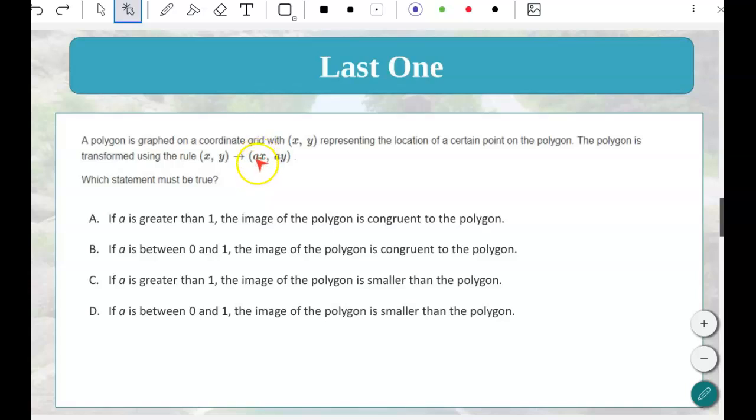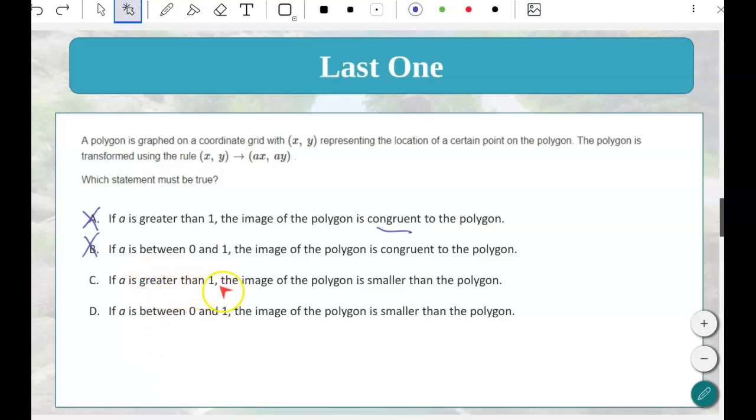So this value is the scale factor. So this is what we're just trying to answer here. A, if A is greater than 1, the image of the polygon is congruent. It's either going to get bigger or smaller. It's not ever going to be congruent when it's dilated. B, if it's between 0 and 1, the image of the polygon is congruent. Again, no, not going to be congruent. It's got to be smaller or larger.